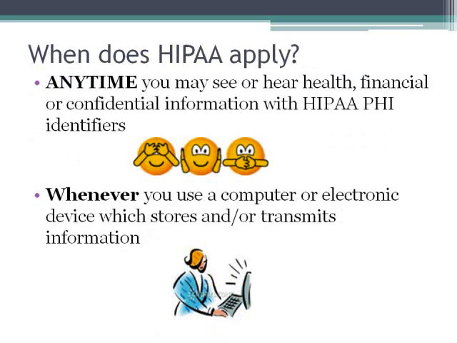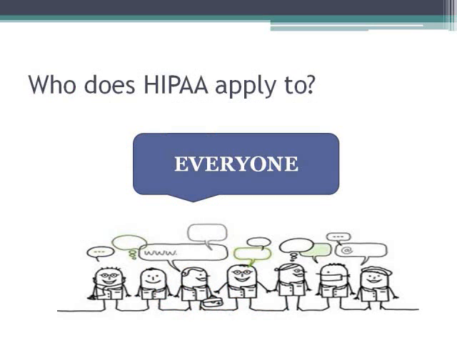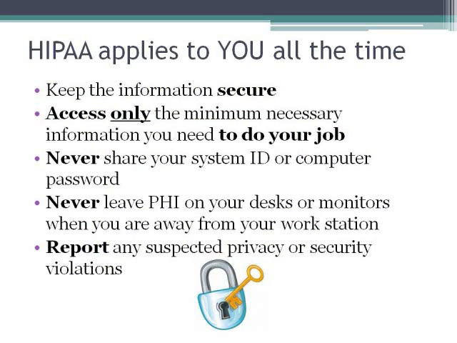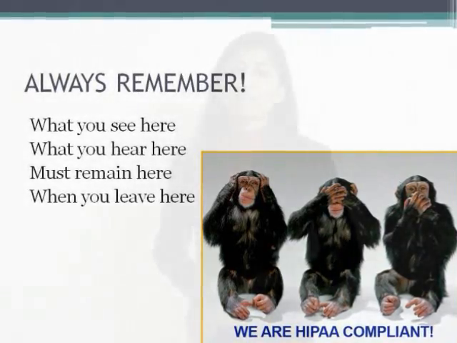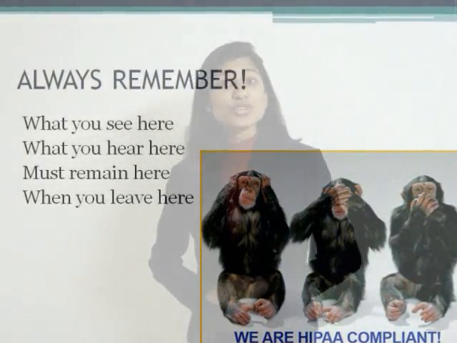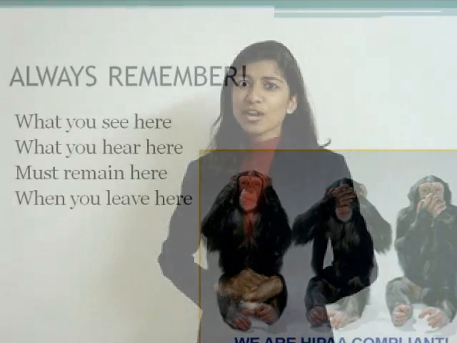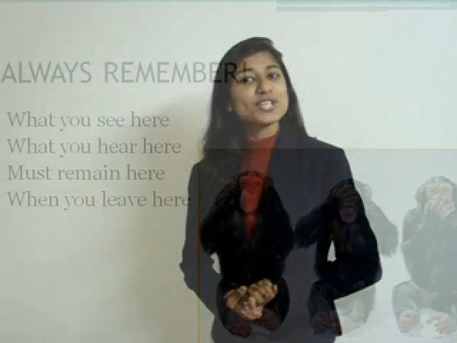HIPAA applies anytime you may see or hear health, financial, or confidential information with HIPAA PHI identifiers, and whenever you use a computer or electronic device which stores and or transmits information. HIPAA applies to everyone. It applies to you all the time. Always remember the HIPAA golden rule: what you see here, what you hear here, must remain here when you leave here.